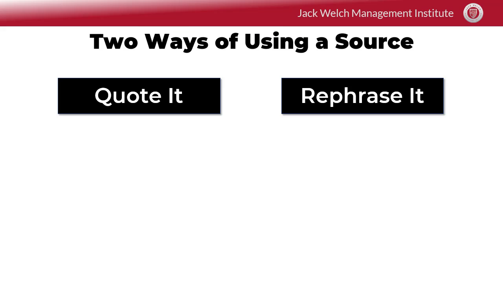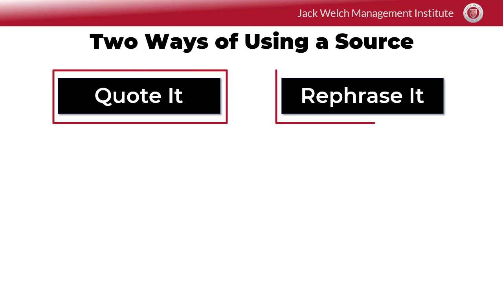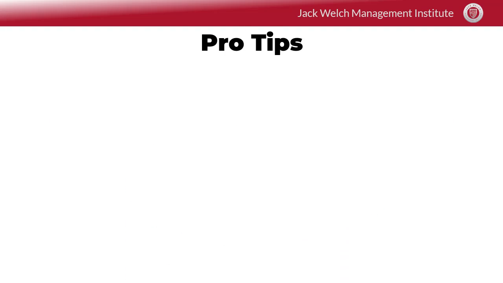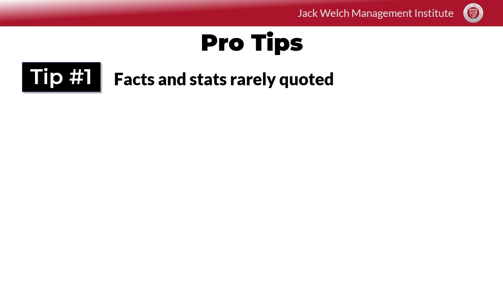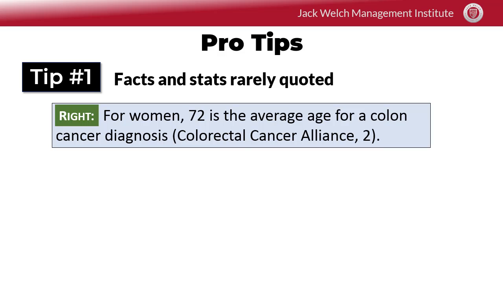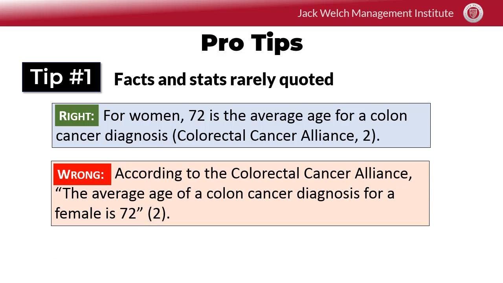So that's it. Those are your only 2 choices when using an outside source. Quote it or rephrase it. And, by the way, both must be cited. Okay, a few pro tips. Tip number 1. Facts and stats are almost never quoted but simply stated. For example, for women, 72 is the average age for a colon cancer diagnosis. Citation Colorectal Cancer Alliance. But this you would not want to write. According to the Colorectal Cancer Alliance, quote, "The average age of a colon cancer diagnosis for a female is 72." There's no need for that quote.